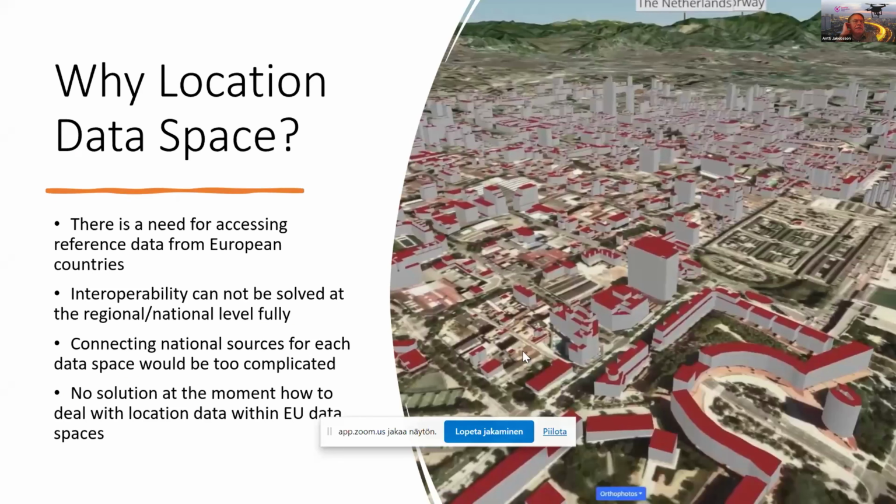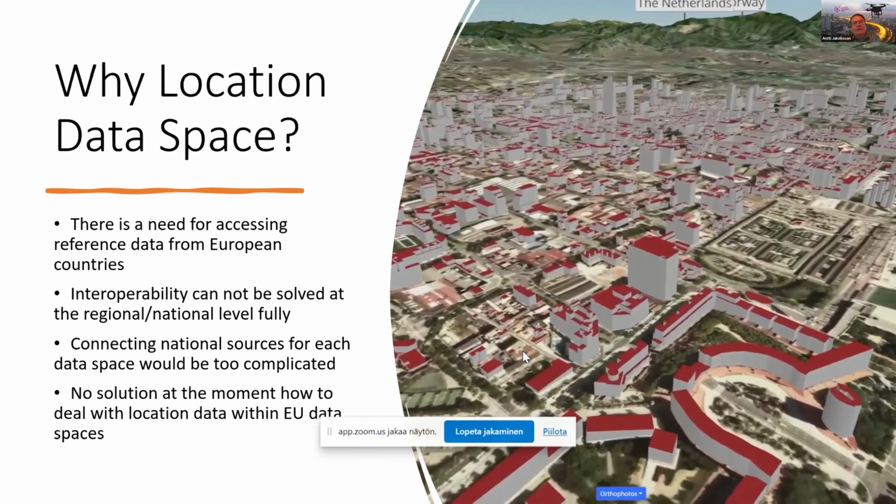So if I start, why location data space? Obviously, there's a need for accessing reference data from European countries, and here I mean this reference data also covers the high value data sets. So it's not only traditional geo information data, but also, for example, climate data and statistical data, etc.